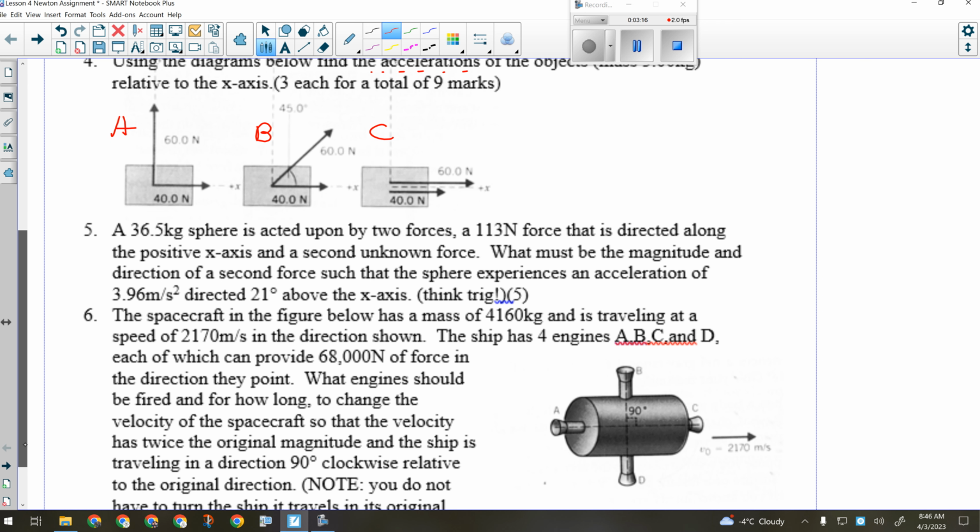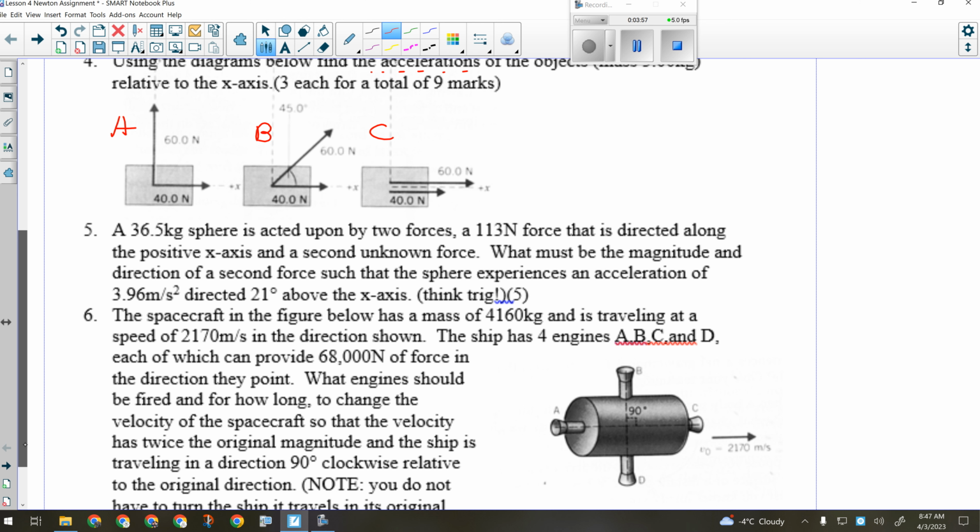Question number 5. Also one that throws people, and it's mostly because they don't read it through very carefully. So we have this 36.5 kilogram sphere acted upon by 2 forces. One of the forces is 113 newtons directed along the positive x-axis, and then there's a second unknown force. What must the magnitude and the direction of the second force be such that the sphere experiences an acceleration of 3.96 meters per second squared, 21 degrees above the x-axis?